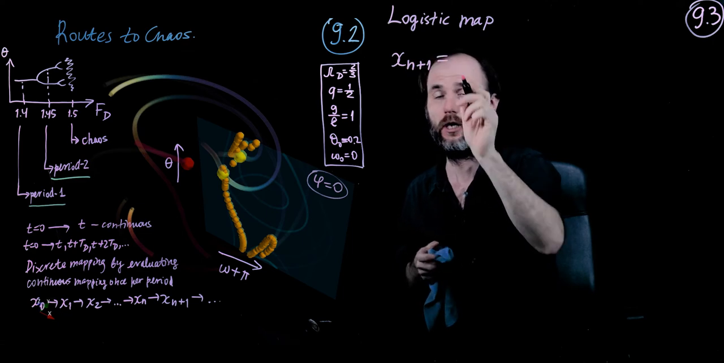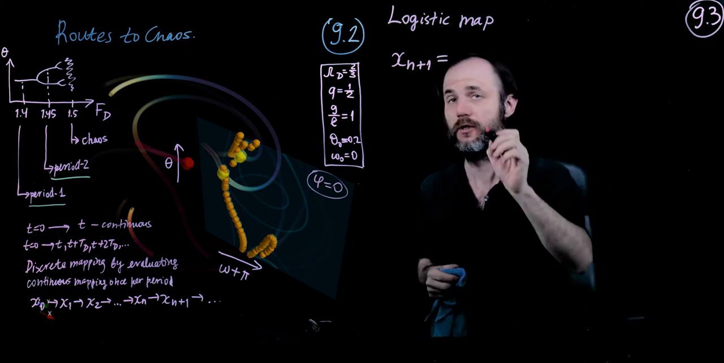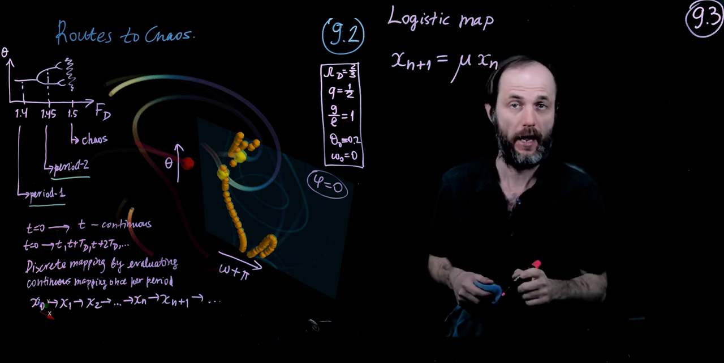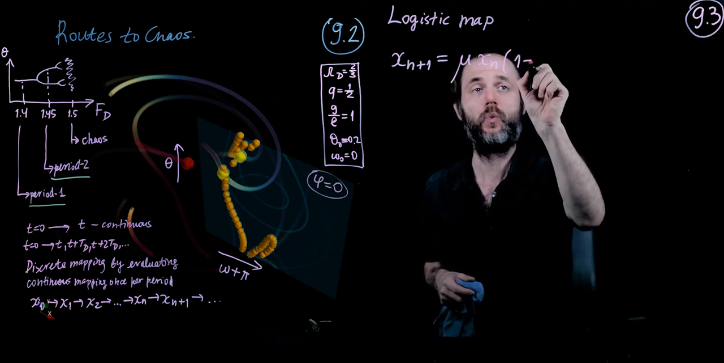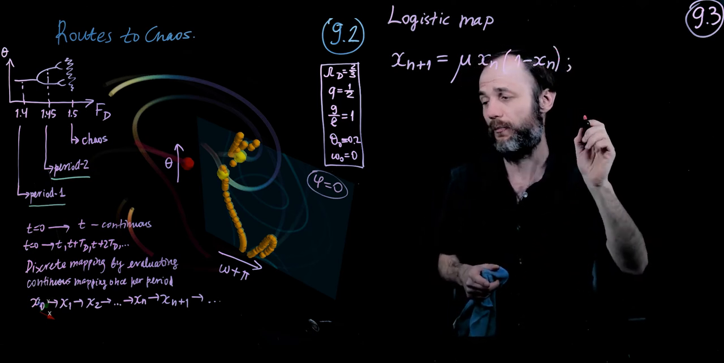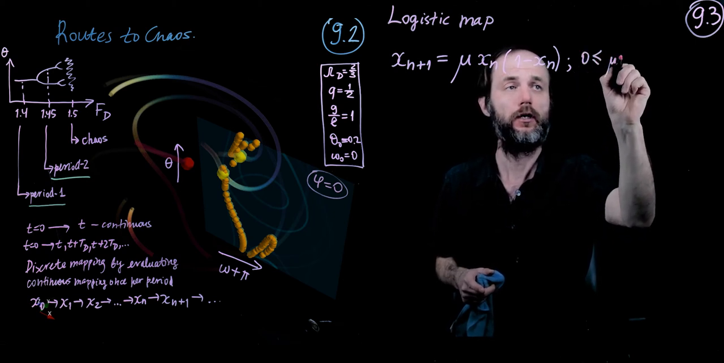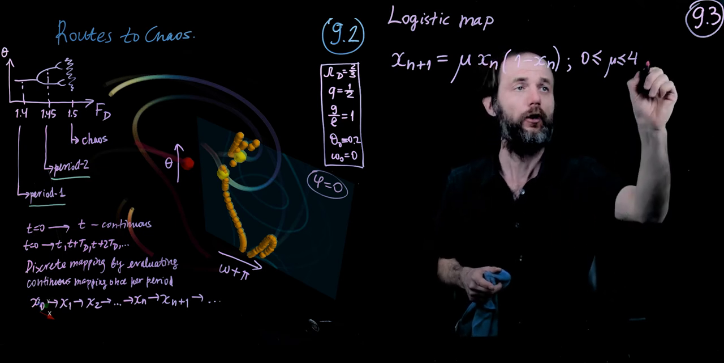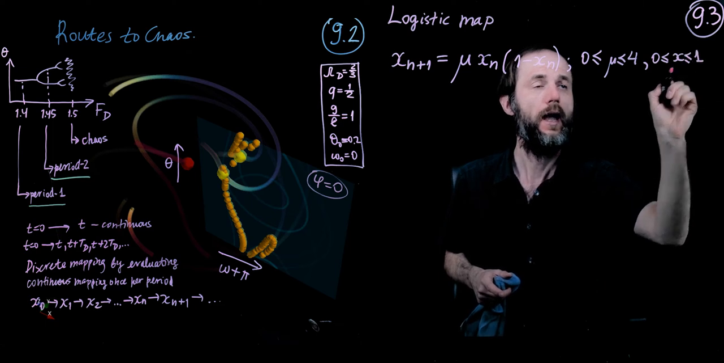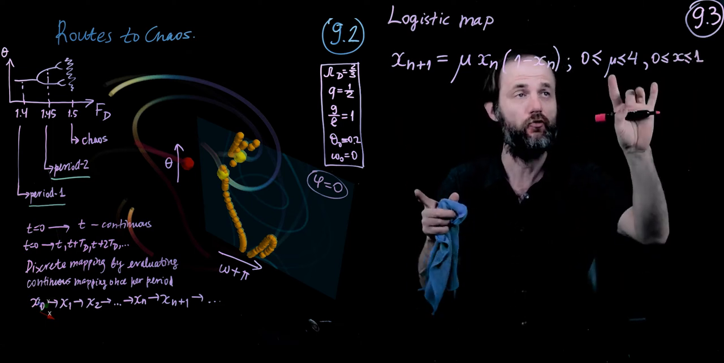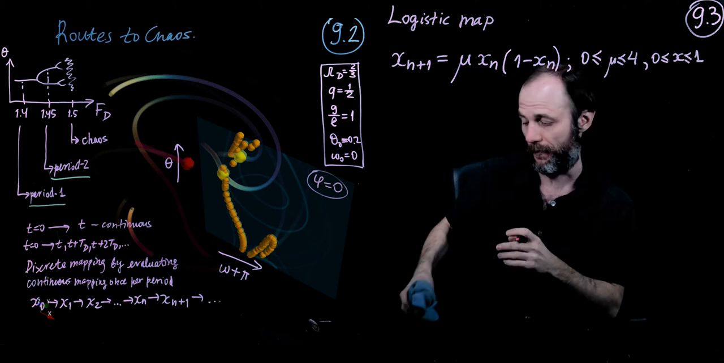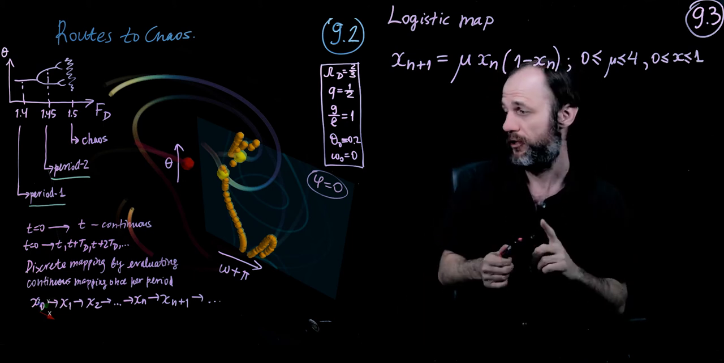Xn plus 1, the new element in the sequence, is equal to a constant parameter mu times the previous element xn in the sequence times 1 minus that same xn. And here our mu will be between 0 and 4, and x will be between 0 and 1. So this is the range of parameters and variables for which this mapping works. And this is a discrete mapping.